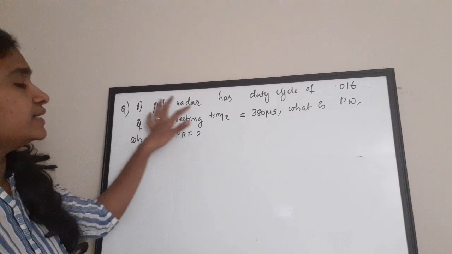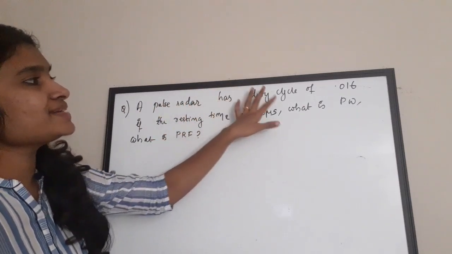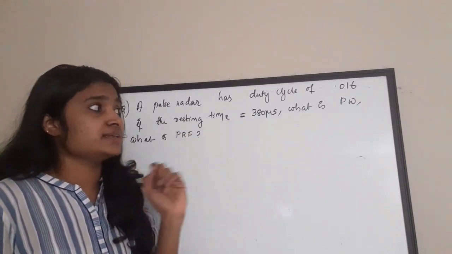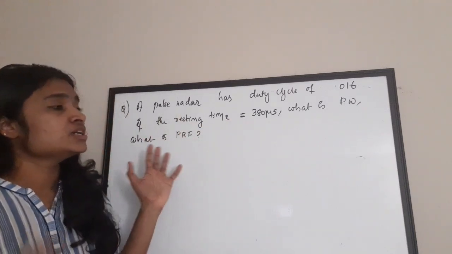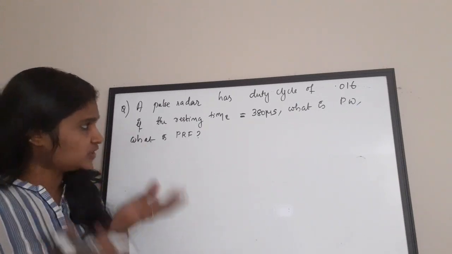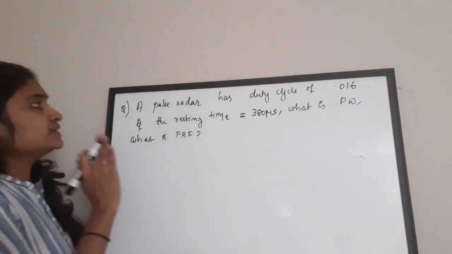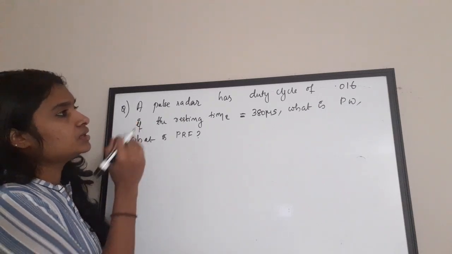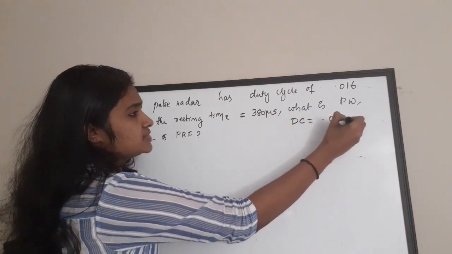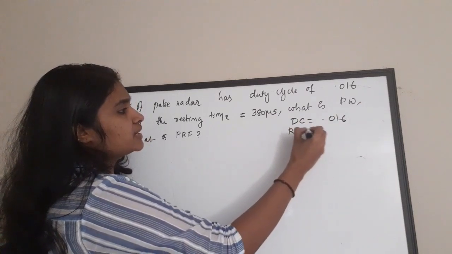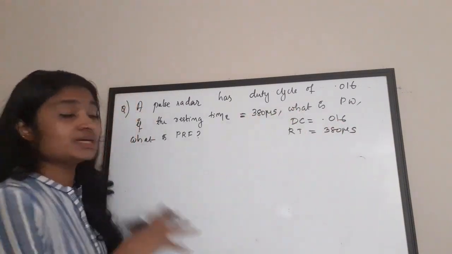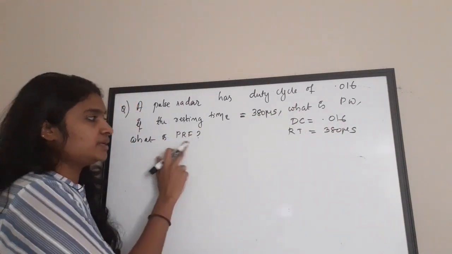A pulsed radar has duty cycle of 0.016. If the resting time is 380 microseconds, what is pulse width and what is PRF? So this is again connected to duty cycle, pulse width and pulse repetition frequency. Okay, so what all things are given in the question? It is given that duty cycle DC is 0.016 and also resting time RT is given, 380 microseconds. Now let us try to connect these terms with the other terms, that is PW and PRF.